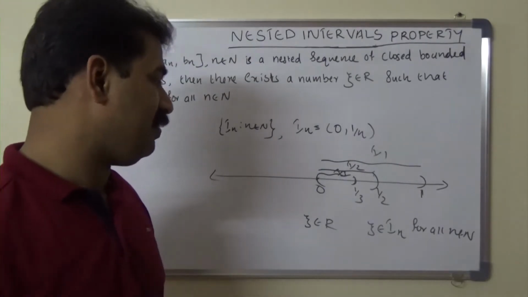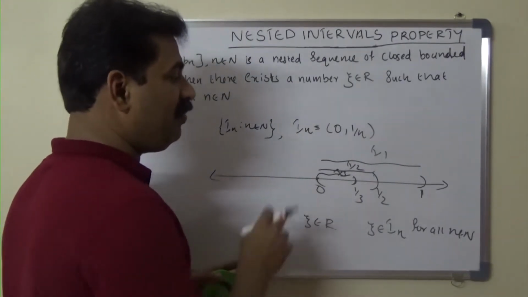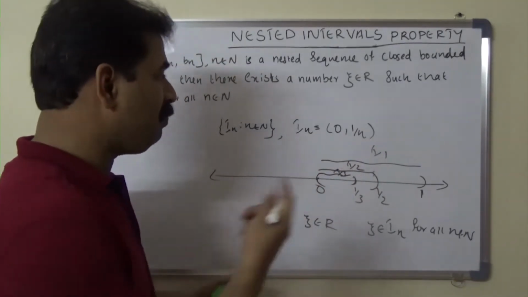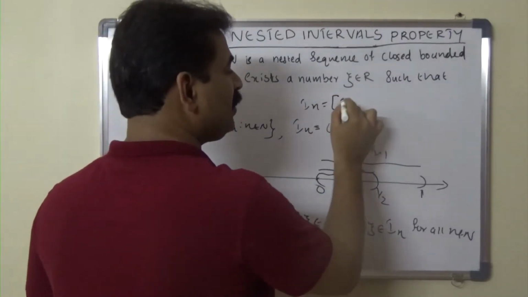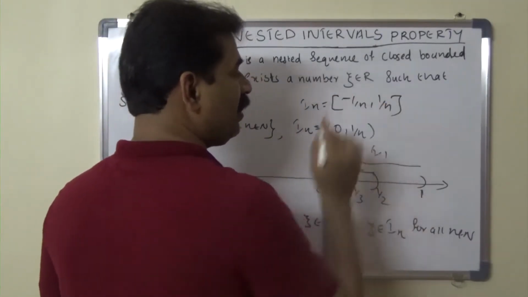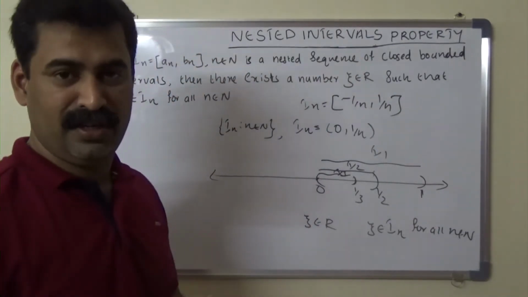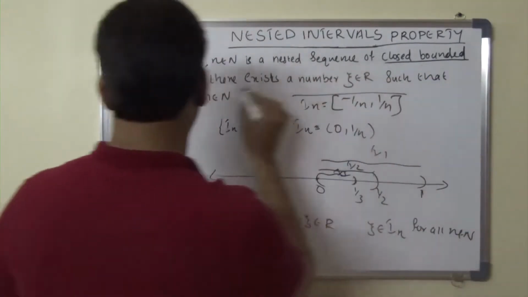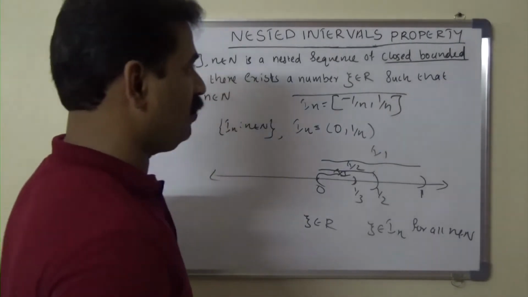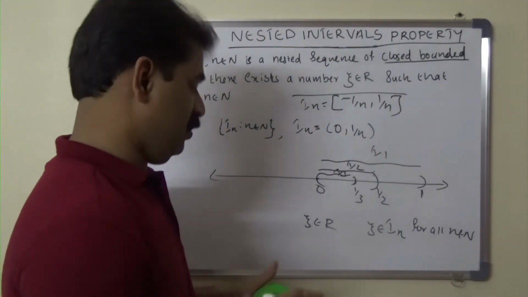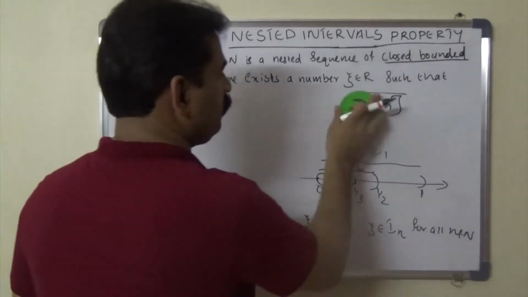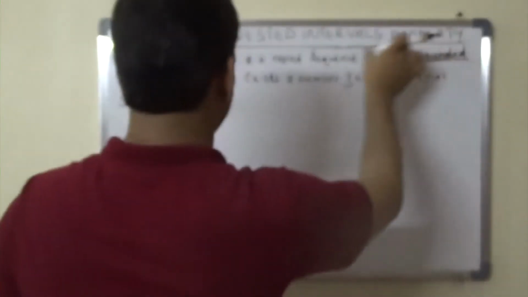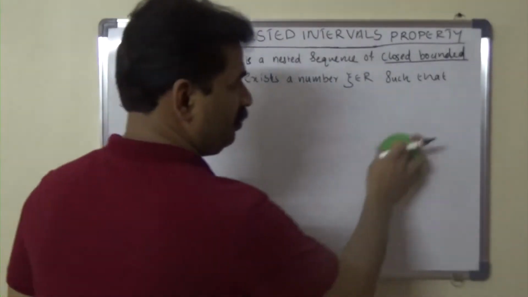Clear? So what is the reason? In this case, each interval is open bounded. But in the previous example, I_n equals the closed interval [-1/n, 1/n], each interval is a closed bounded interval. So this condition is necessary: closed bounded intervals. That is the important part in this theorem statement.